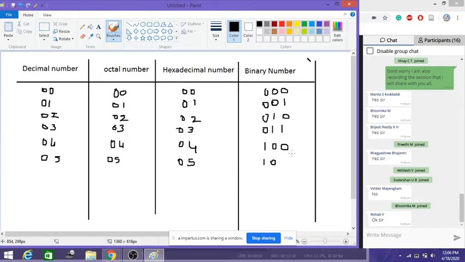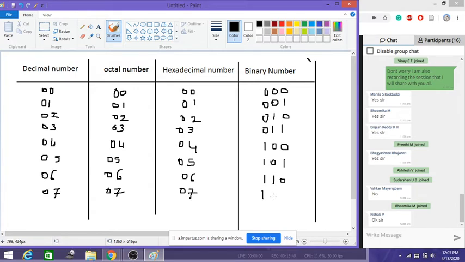It will always start the changes from the rightmost bit. The rightmost bit is 0, so now it is 1. If it has reached the maximum 1, then the next bit will change. So accordingly you can think like that. Next it is 06, so this is also 06. Now this number has become 1 1 0. So next is 07, this is 07, this is also 07.